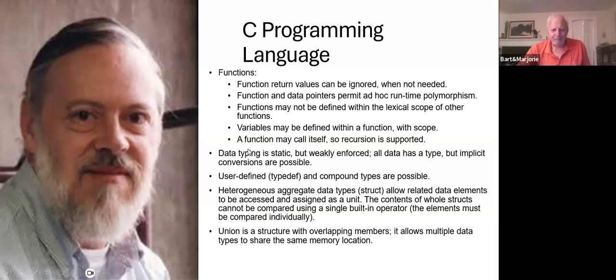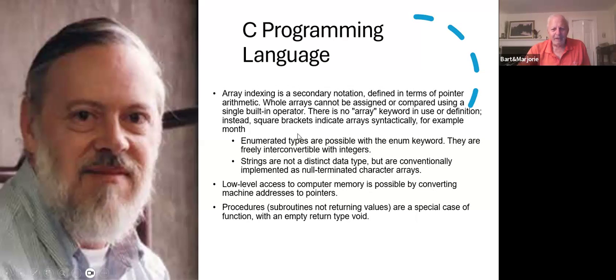So we had support for functions here, data typing. There's heterogeneous data types that allowed related data elements to be accessed and assigned as a unit. And then there was a union function. Array indexing is a secondary notation defined in terms of pointer arithmetic. And this is where people can really wipe out in terms of writing code, where the pointers end up pointing to nowhere, or they leave the pointer in place and it corrupts memory because people forgot to get rid of the pointer.